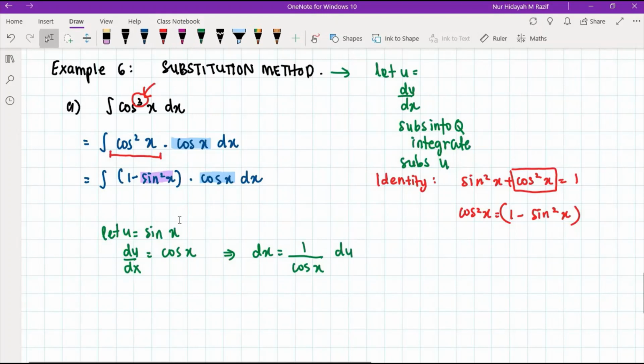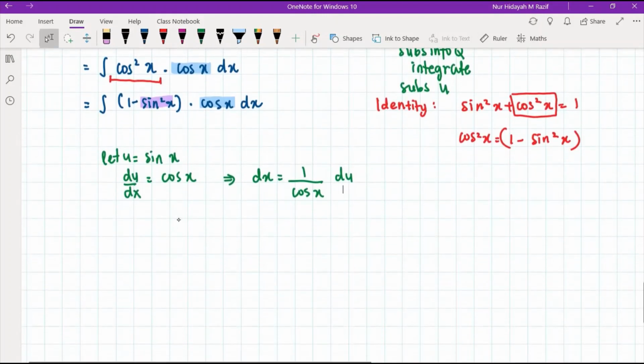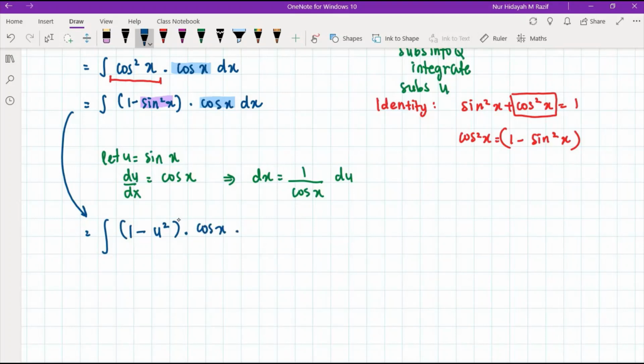After that, we are going to substitute back into the question. Now my question will become the integral of 1 minus u square multiplied by cos x and multiplied by dx. I'm going to change dx into 1 over cos x du. So again, cos x over cos x, the value will become 1. Whatever I'm left with is the integral of 1 minus u square du.